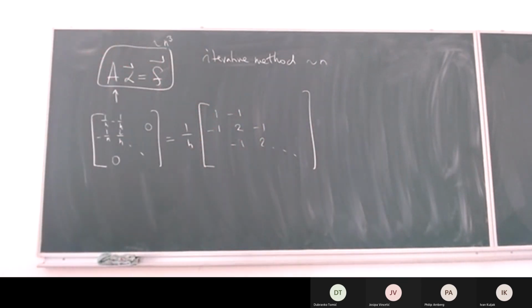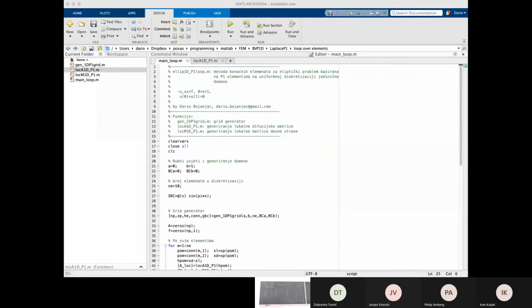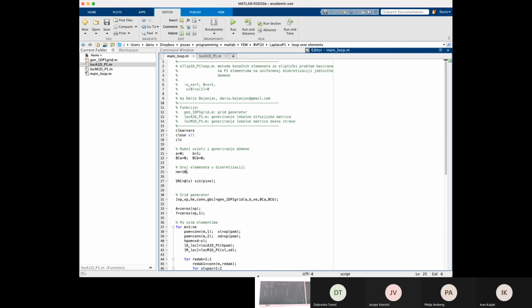Now we have to see how implementations look like. Okay, do you see MATLAB now? Yes. Okay, great. Unfortunately, I've written this code in Croatian, but I'll explain everything in a second.